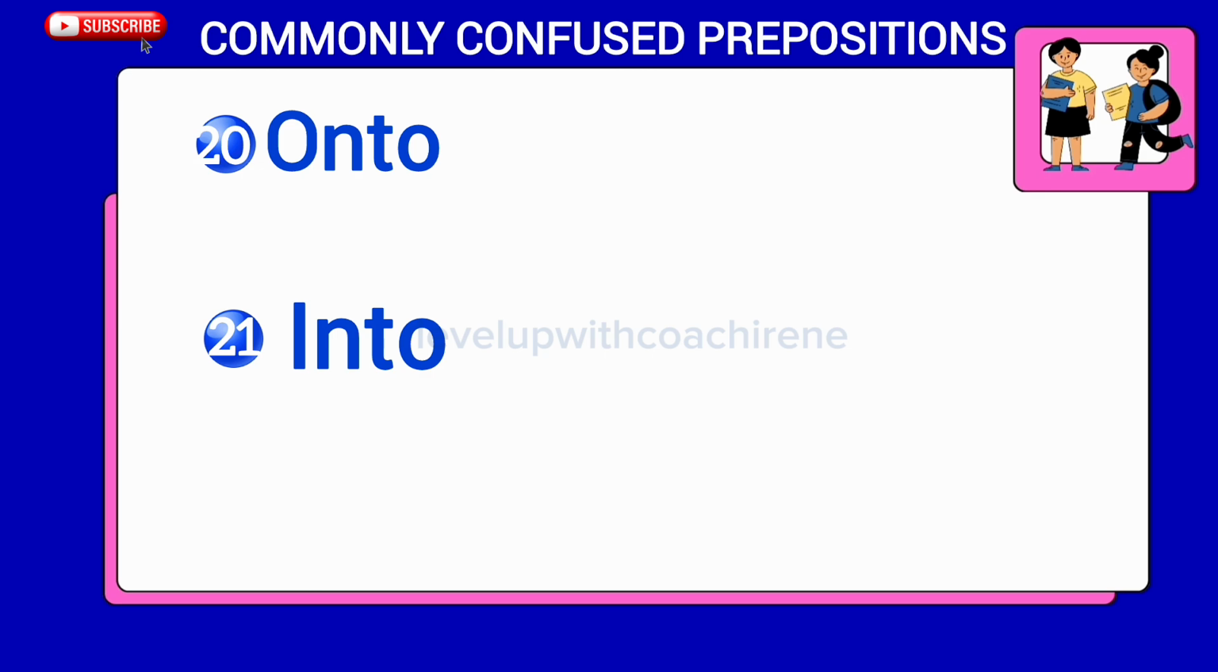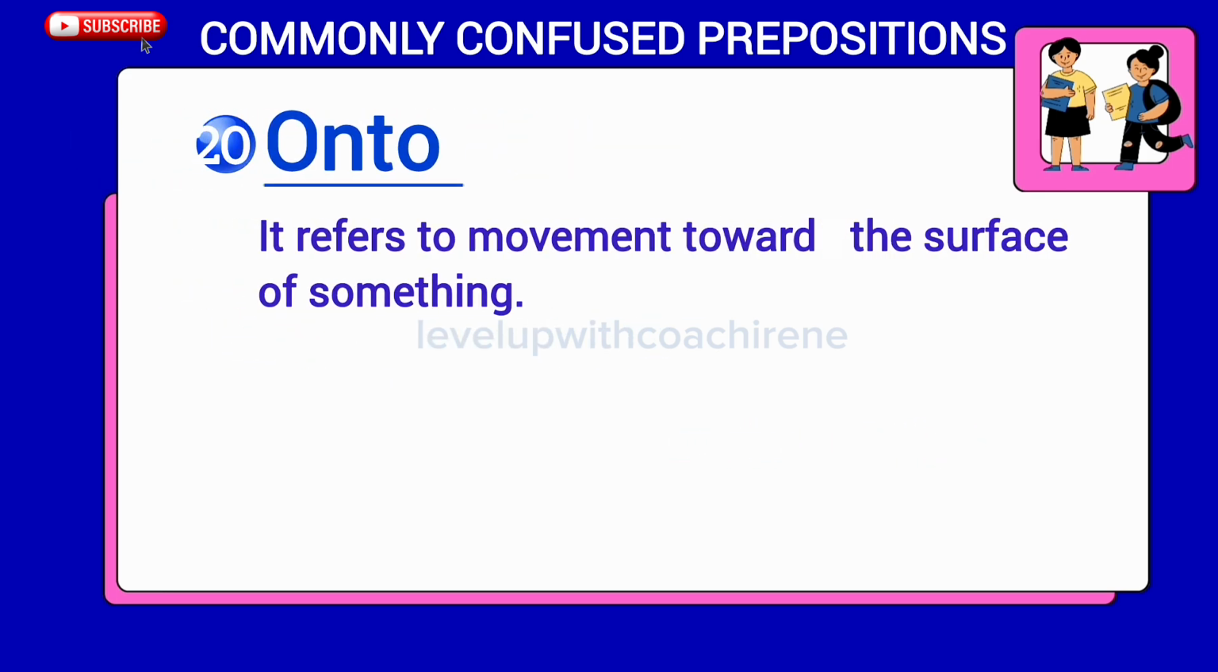Next, let us compare onto and into. The prepositions onto and into both describe movement or direction. However, they are used in different contexts depending on whether the movement is to a surface or an enclosed space. Remember on and in when using onto and into. Onto refers to movement toward the surface of something. It implies going on top of or to the surface of an object or area.